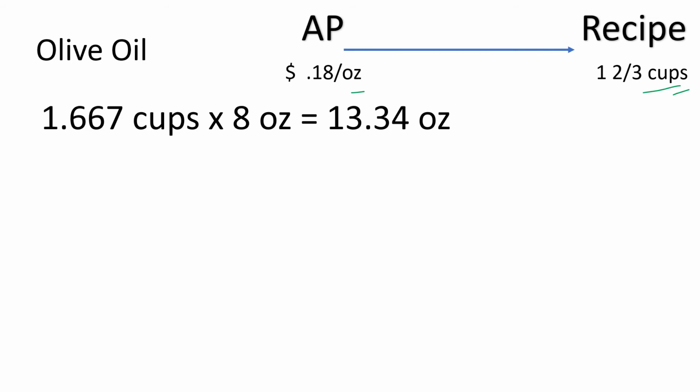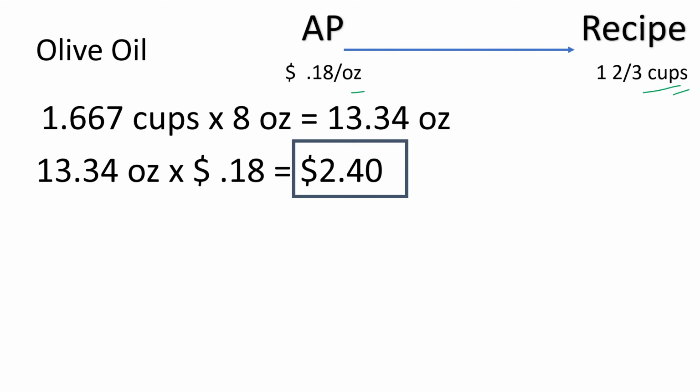And 1 2/3 cup is 1.667, since 2/3 is 0.6666 repeating. Okay, so we know that 1 2/3 cups as a decimal is 1.667. Multiply that by 8, and that means in this 1 2/3 cups, there's 13.34 ounces. If I measured 1 2/3 cups, I would get 13.34 ounces. Okay. You see how that works? If not, watch the video over and over again.